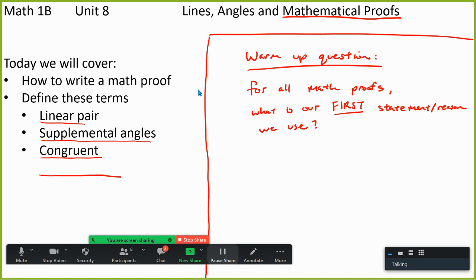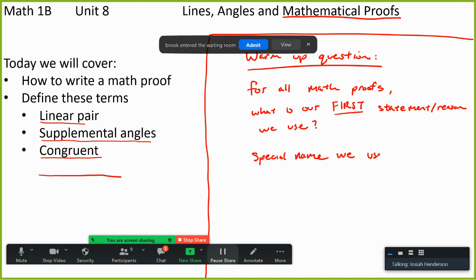I'm pretty sure that it's proving how it's true. Yes, that's true. We'll always want to show how it's true, like all those steps in the middle, right? There's a special name we use for the very first step. Let me write that down just for everyone to see it. There's a special name that we use for the very first line that we will write down.